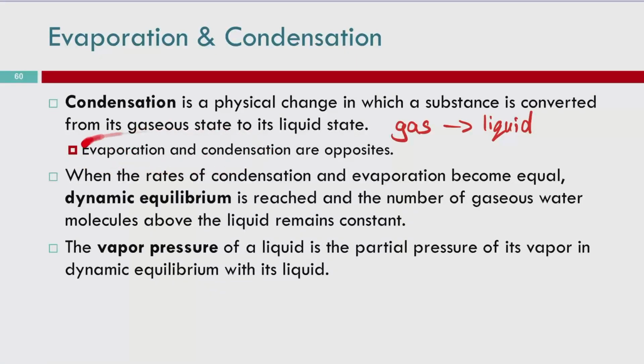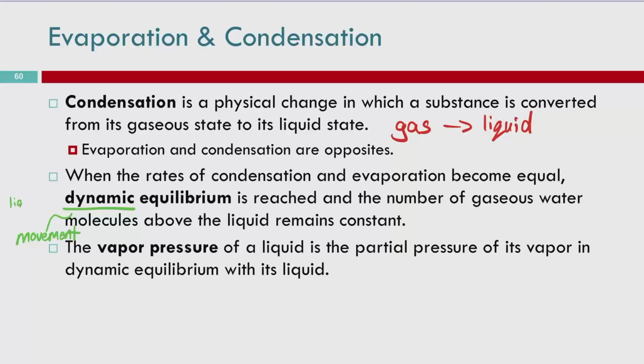So evaporation and condensation are opposite processes, since evaporation was liquid to the gas. We've got a special state when these rates are equal. So rates, how much is condensing and how much is evaporating. If we've got liquid going into the gas phase at the same rate, same number of molecules per second, as the gas is going into the liquid state, that is dynamic equilibrium. So the dynamic part means that there is movement. Right, we've got liquid going into gas, we've also got gas going to liquid.